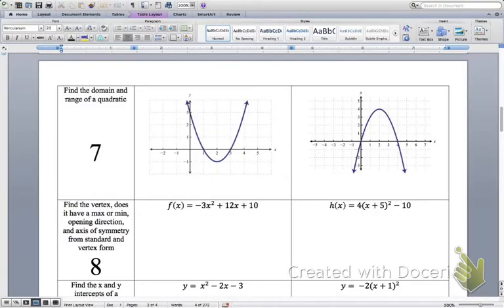This is the mastery topic video for topics 7 and 8. So number 7, find the domain and range of a quadratic. Finding the domain of a quadratic is nice because it will always be negative infinity to positive infinity. You can put in any number in for x and you will always get an output for y. However, we will have a restriction on our range.